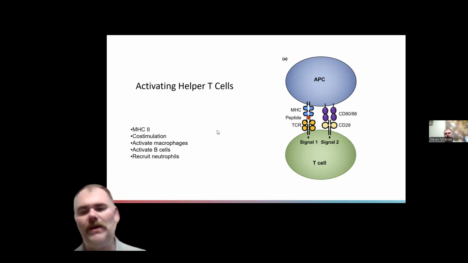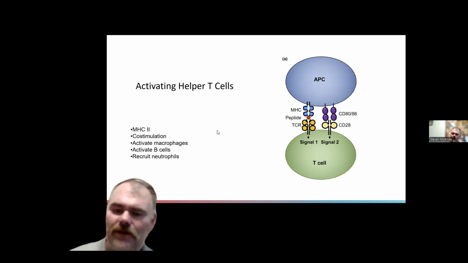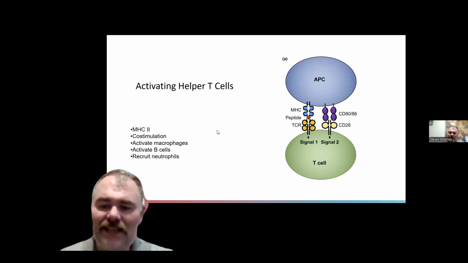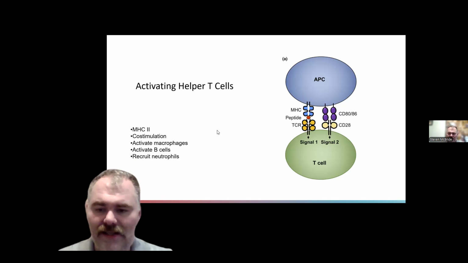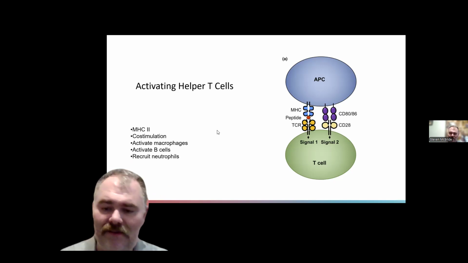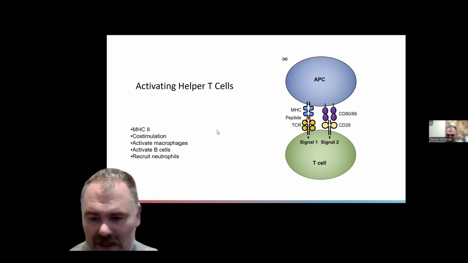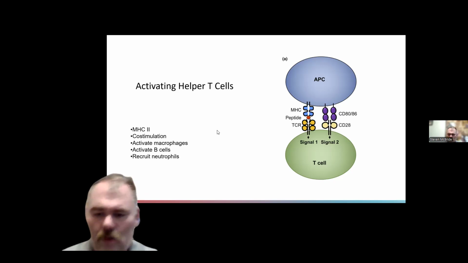Once activated, helper T cells function as coordinators of the immune response. They release signaling molecules called cytokines that influence the activity of many other immune cells. Helper T cells activate macrophages, stimulate B cells to produce antibodies, recruit additional immune cells to sites of infection, and help direct the overall immune response. Although helper T cells generally do not kill pathogens directly, they are essential because they coordinate many aspects of immunity.